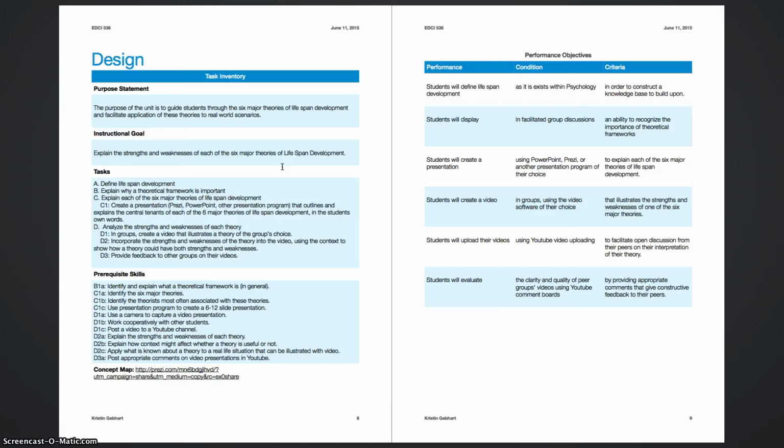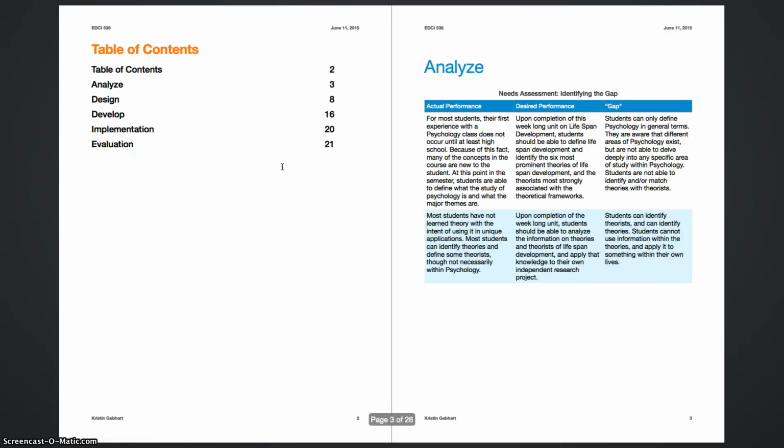When I initially designed the unit, I designed it to be a hybrid unit. I envisioned that students would do most of the work on their own online through the unit I created, and then there would be one in-class meeting every week where we would come together and discuss some of the more in-depth material. In the analysis phase, I really saw that there might be a gap when it came to the higher parts of Bloom's taxonomy, with being able to analyze the theories and come up with strengths and weaknesses.